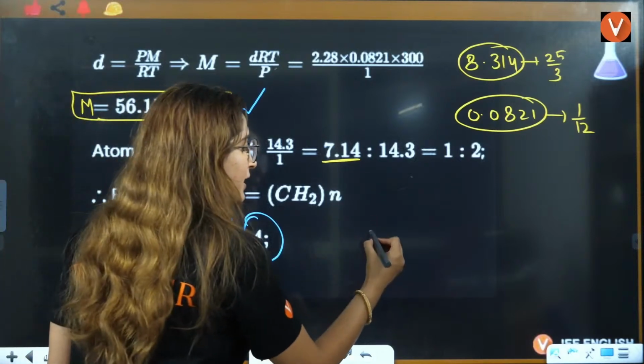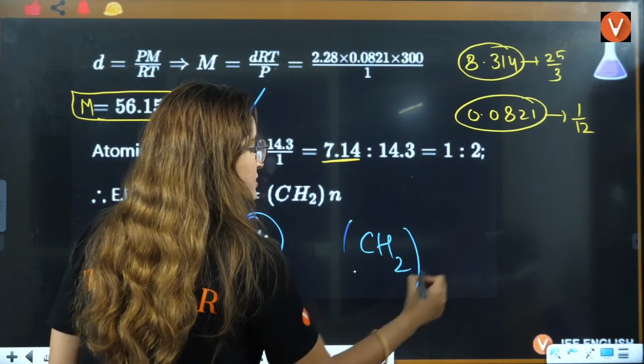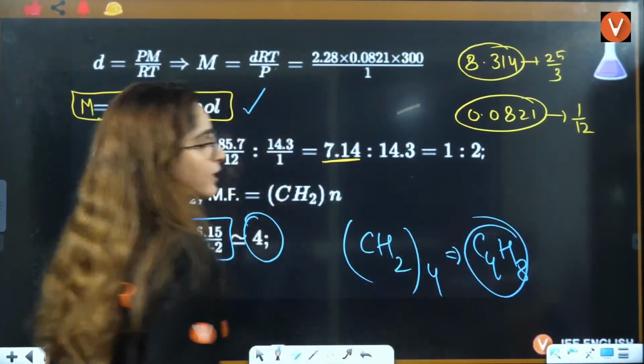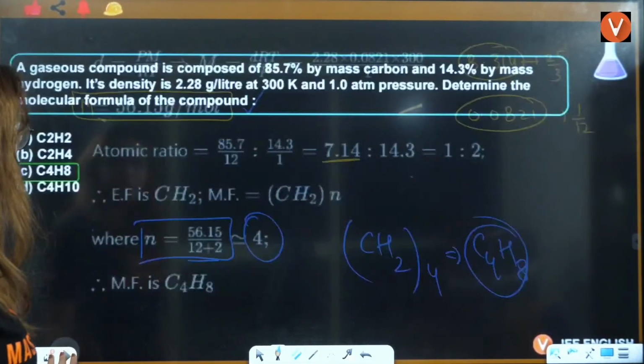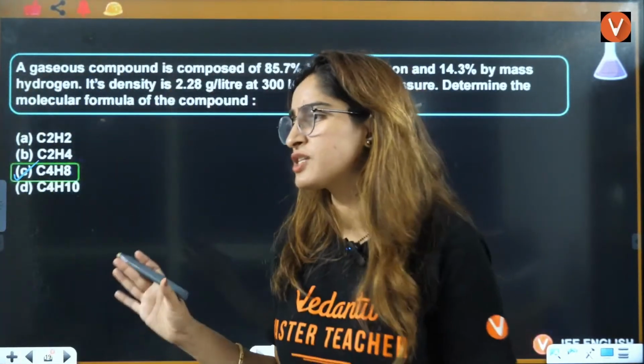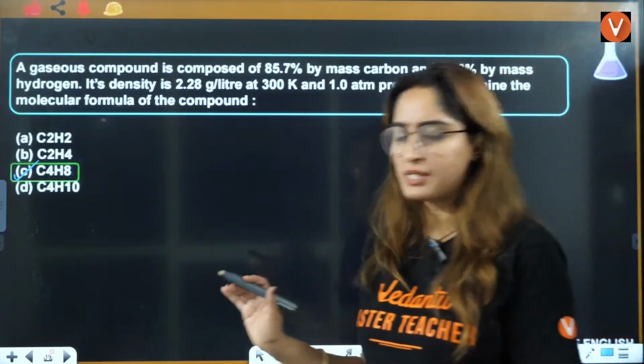Now empirical is CH2. This N value is this. So it will be C4H8 is the correct answer here. Right? Okay. So answer will be C is the correct answer. This is the latest question of JEE and it was a simple question only.